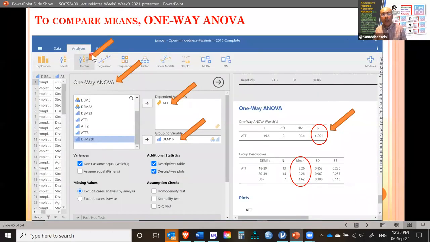Okay, how do you do that? You go to ANOVA, one-way ANOVA. You put open-mindedness as the dependent variable there. You use the independent variable to split or group, and you tick these little boxes. And then here's the p-value, and here are the means across different age groups. It's exactly those tables that I showed you, and here is the process of comparing the means, the averages of different groups.